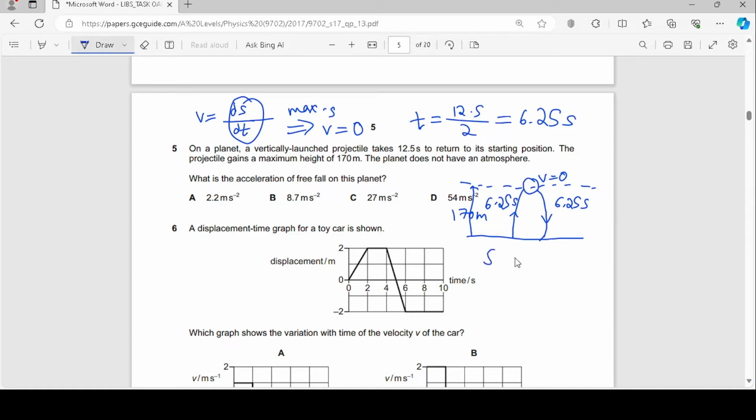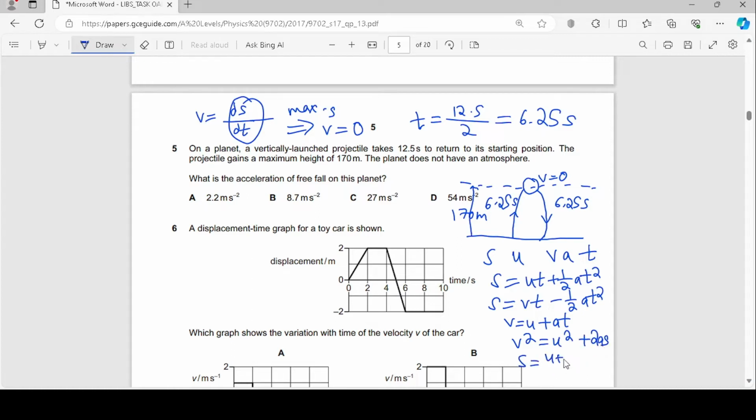So we can use our SUVAT equations. What are the SUVAT equations? Well, we have s equals ut plus half at squared. We have s equals vt minus half at squared. We have v equals u plus at, and also v squared equals u squared plus 2as. And then we also have s equals (u plus v)/2 times t. So these are the 5 SUVAT equations.